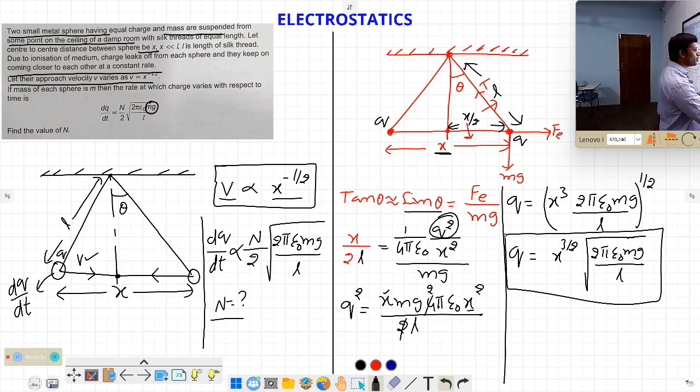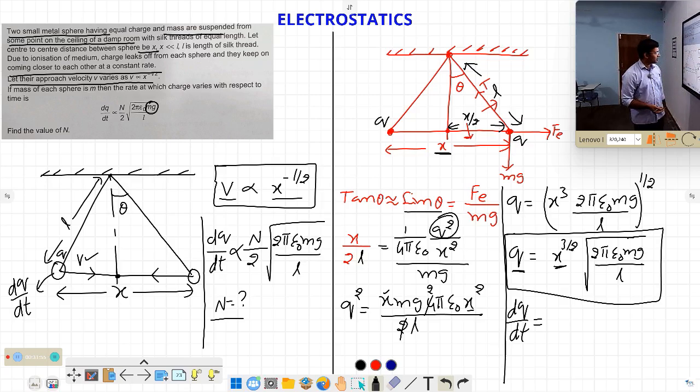Check this one. Now what changes? The Q, if you observe, changes with respect to time because the charge is leaking out. So this Q is leaking out, which means you have to differentiate this with respect to time, dq by dt. If you differentiate, the x value also changes, because the distance between these two is x. When both the spheres are coming towards each other with a speed, the x value is also decreasing. So x varies as the charge is leaking out. As the x value changes with respect to time, they gain velocity. So the velocity relation is given.